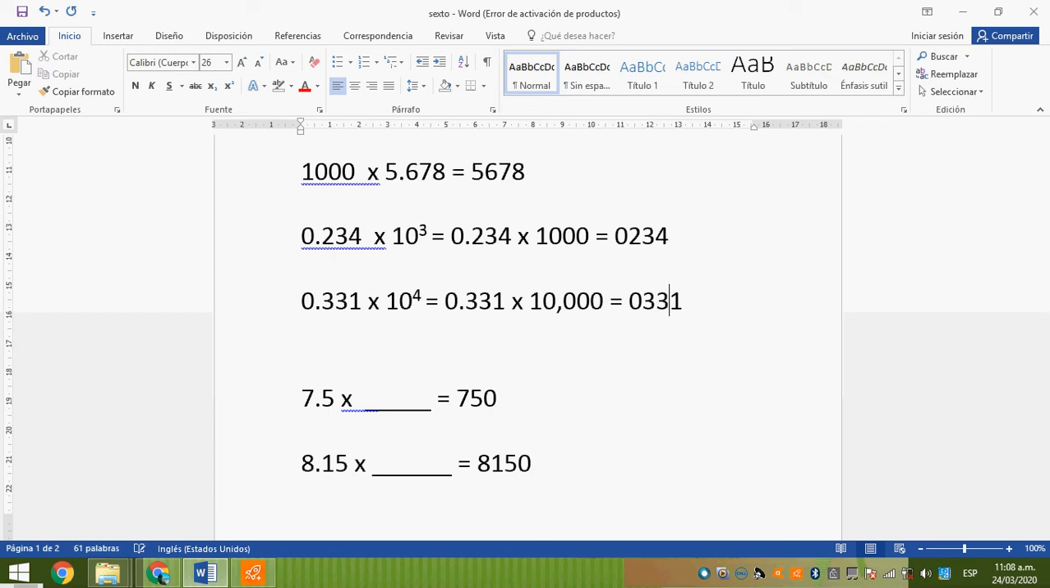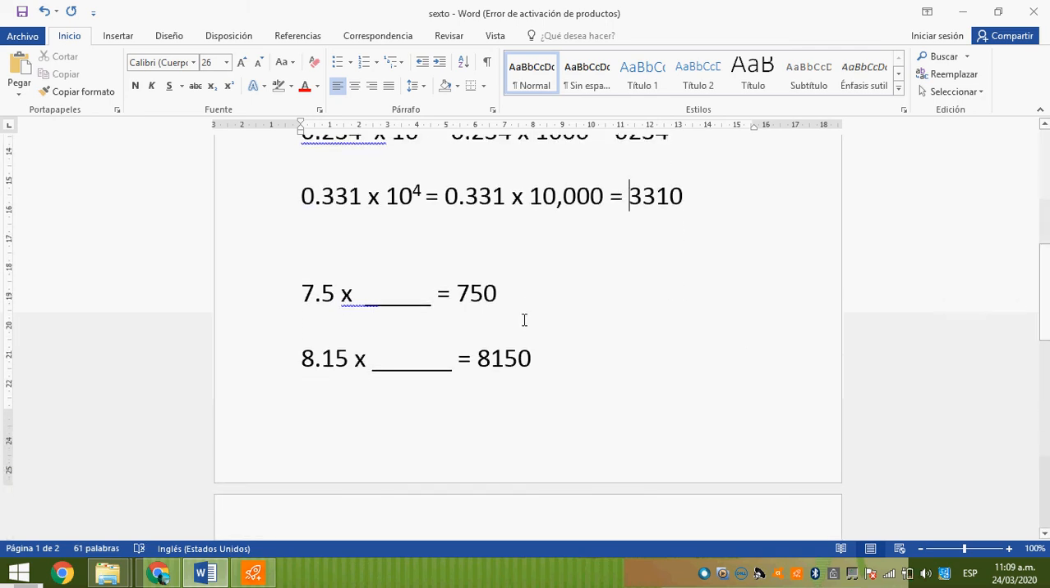If I move it 3 spaces, it's going to be over here, but I needed to move 4. But I don't have more numbers. So in that case, I'm going to put a 0 and the point. But like I told you, it's not necessary to put the decimal point at the very end. So my answer can be like this or just like this. Perfect.